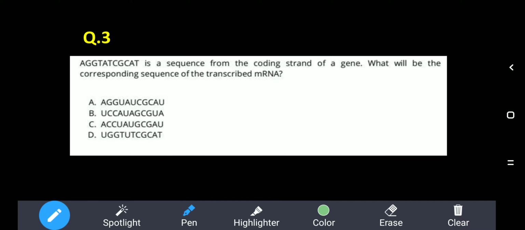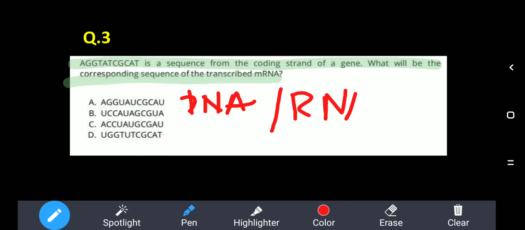AGGTATCGCAT is a sequence from the coding strand of a gene. What will be the corresponding sequence of the transcribed mRNA? So we are given a sequence and we need to give the sequence for the mRNA. We know there's a major difference between DNA and RNA in terms of the bases. In DNA we have A, T, G, C, but in RNA we have A, U, G, C.